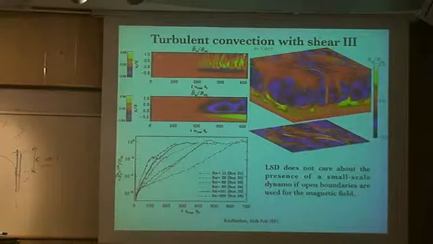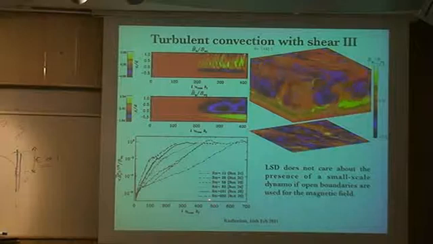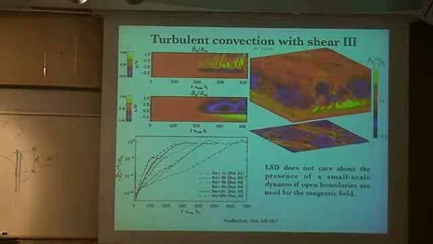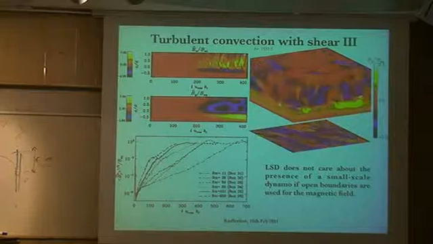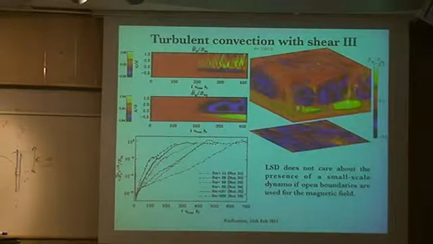This one corresponds to which number? This is the 251. So this took us more than a month to compute on 512 processors, so these are fairly intensive calculations.